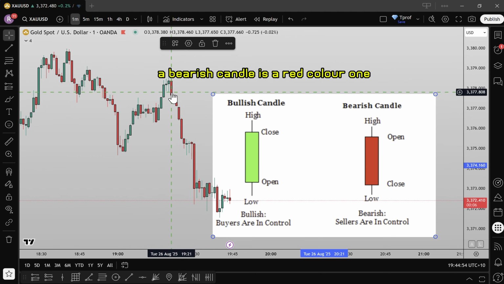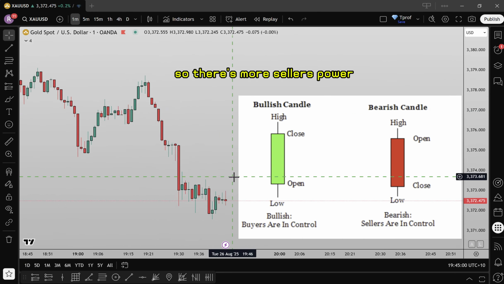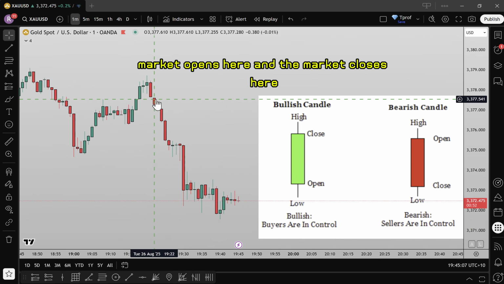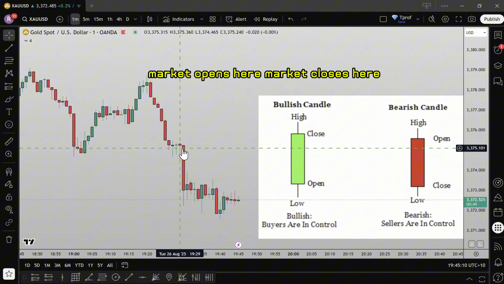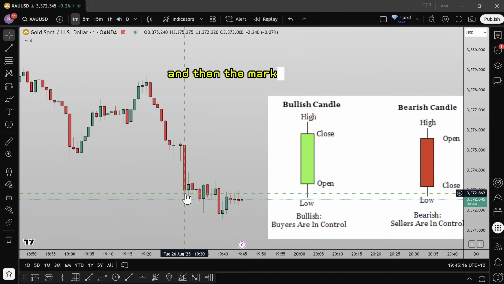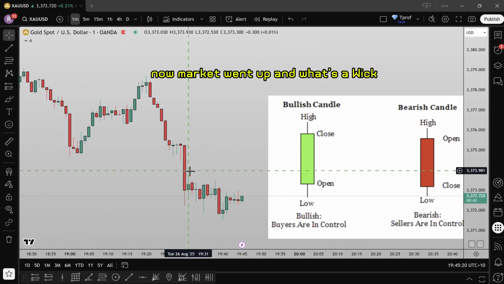A bearish candle is the red one. Sellers are in control, the red candle. So there's more selling power. The market opens here, then the market closes here. Market opens here, market closes here. It goes down like this and then goes down in here. And then the market opens here and there's more buying power now. The market went up. And what's a wick?